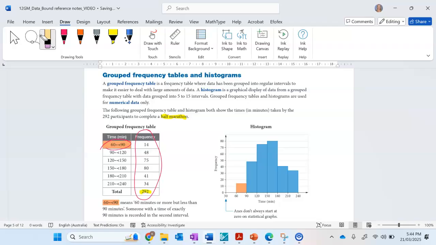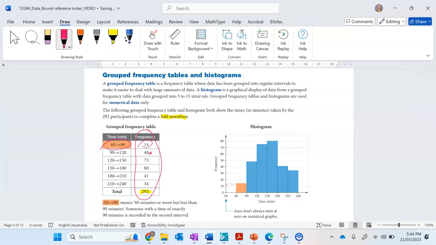So we have a bar for each interval. From 60 to 90, we can see on here, we can go across just under 15, which we can see a bit better on the frequency table. Then from 90 to 120, we can go across just under 50. There it is at 48 on our frequency table, and so on.